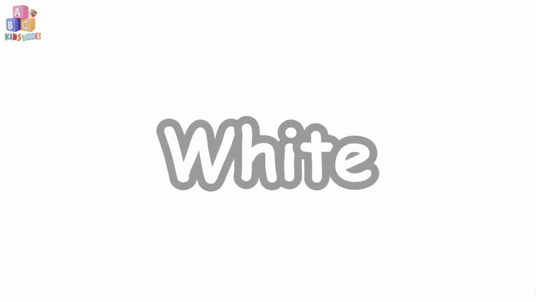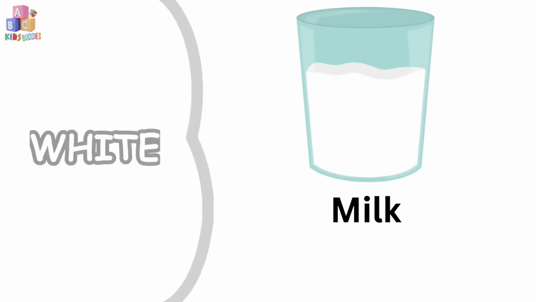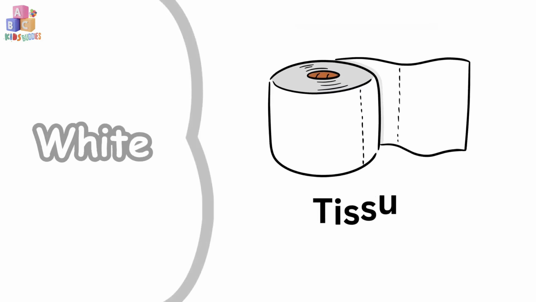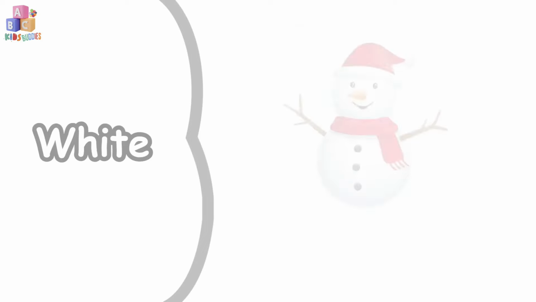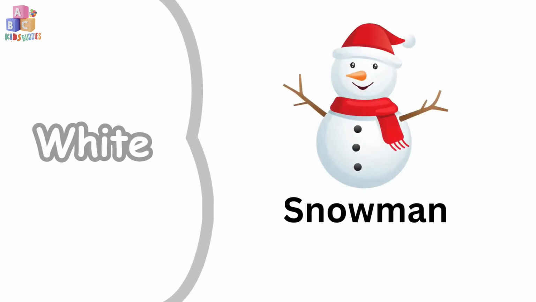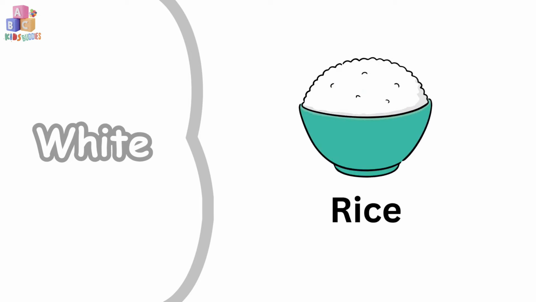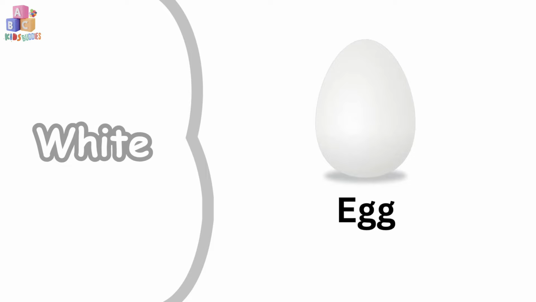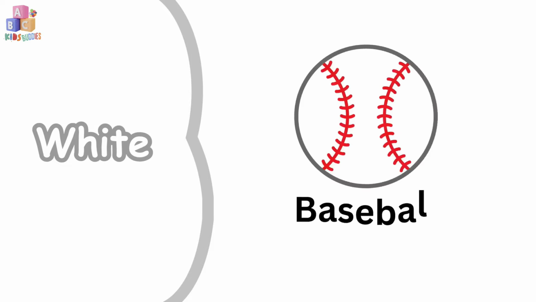White. Milk is white. Tissue is white. Snowman is white. Rice is white. Egg is white. Baseball is white.